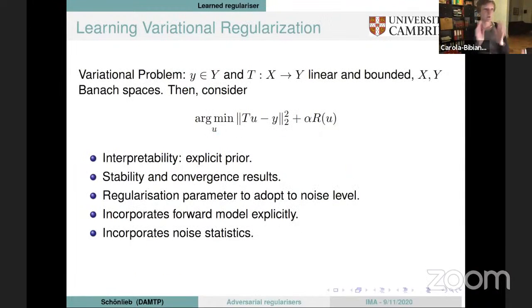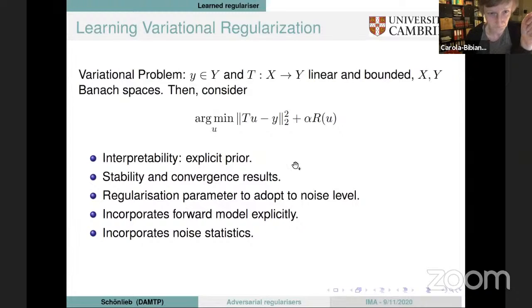Okay, so what's the framework I want to learn in? Now I'm becoming a bit more modest. Before I said this capital T could be linear or non-linear. Now I'm going to look at linear and bounded forward operators, capital T, and two Banach spaces, X and Y. One is for the measurements Y, and the other one is the one I'm minimizing over. So this is the Banach space where my reconstructions should lie.